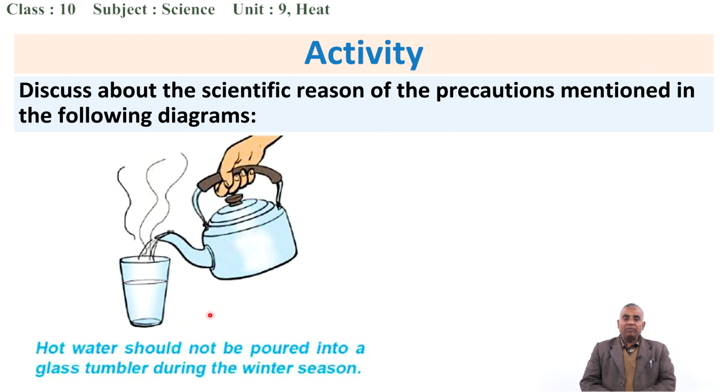Hot water should not be poured into a glass tumbler during the winter season. Is it true? Not completely. But sometimes if you are using a very cold glass tumbler and you pour very hot water in it, then the glass tumbler may crack. To prevent that, it is better to keep the glass tumbler in lukewarm water before pouring very hot water inside it. That saves your glass tumbler. That is also because of expansion of the body, irregular expansion. I think in junior classes you have studied about it.